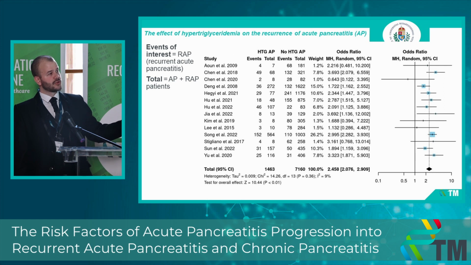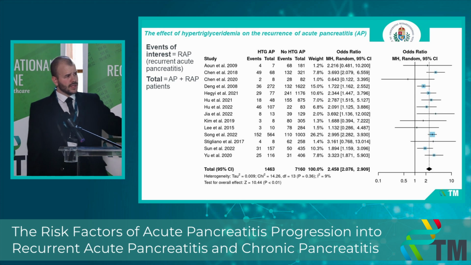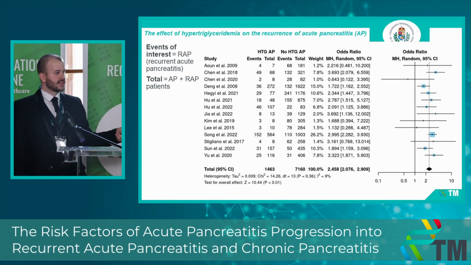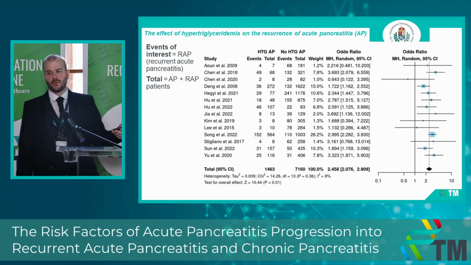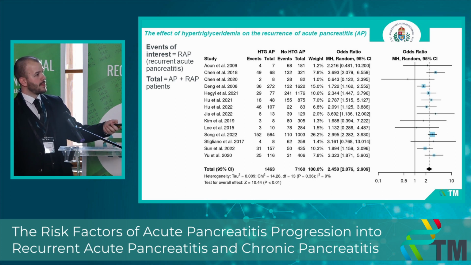In the exposure group, we included patients with hypertriglyceridemia. The comparison group consists of patients without hypertriglyceridemia. The event of interest is the same, the development of REP, and here the pooled odds ratio is 2.45. It is also statistically significant, and this result means that patients with hypertriglyceridemia have a more than 2 times higher risk of developing REP compared to patients without hypertriglyceridemia, and the heterogeneity is low here.